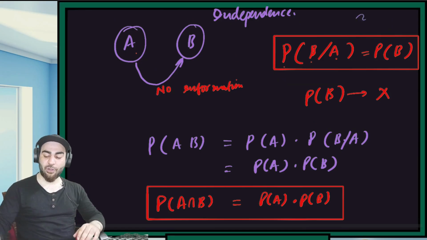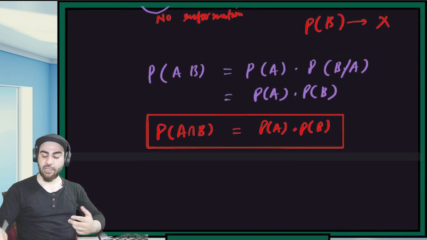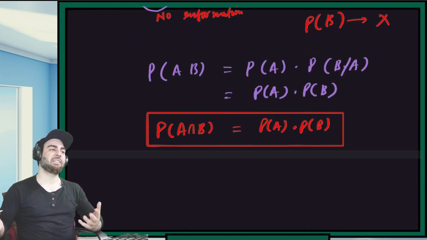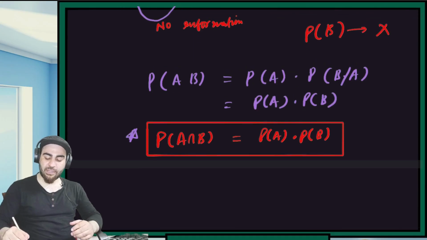here probability of A can't be 0. Probability of A should not be equal to 0. Otherwise this whole thing won't make sense. So here if the probability of A is 0, this becomes 0, and still this definition holds, so it has some advantages. That's why people usually use this definition for independence.